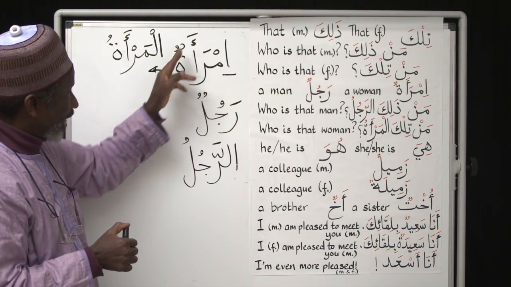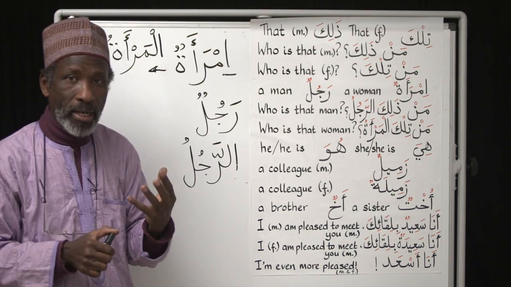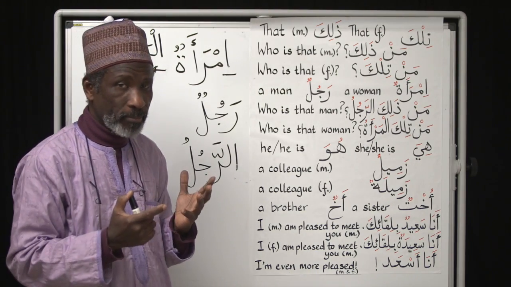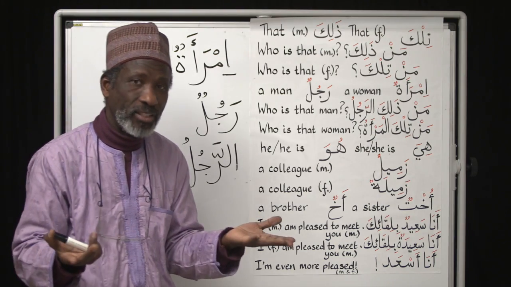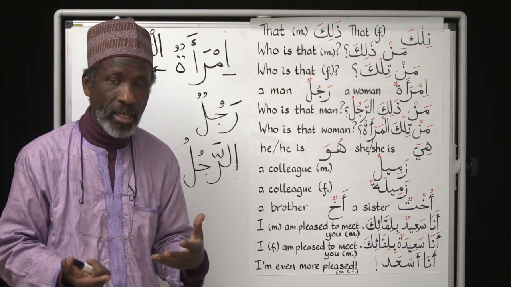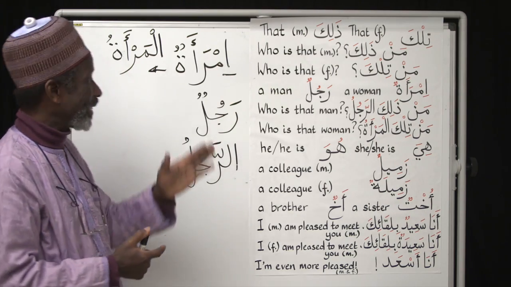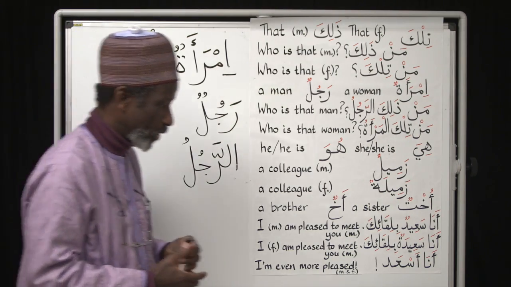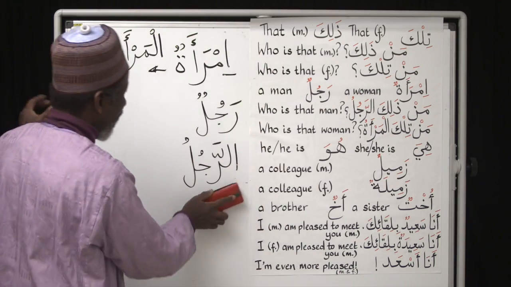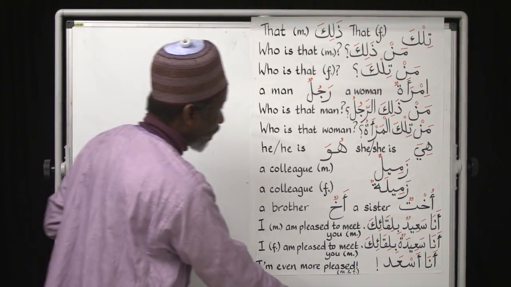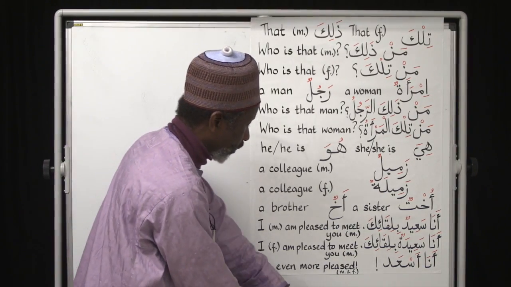So imra'atun, a woman, al-mar'atu, the woman. I just thought I'd call your attention to that because the tendency following the rule is to say al-imra'atu. So it is al-mar'atu. That is the correct one. Okay, having just explained that, let's go back to this chart and have a look at what's happening there.